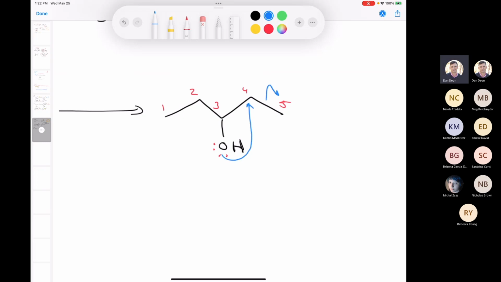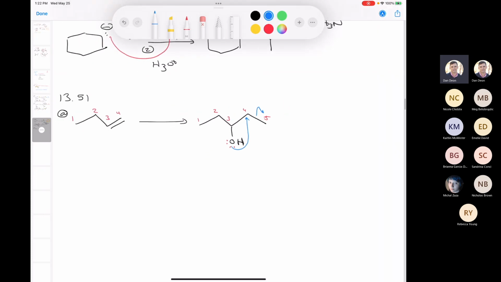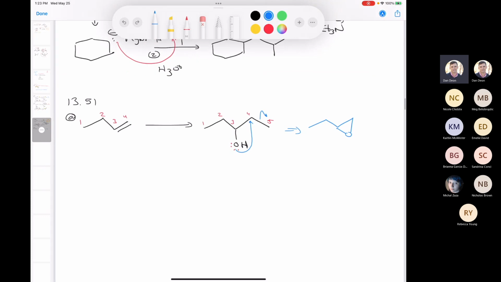You do a backwards mechanism like this, then what you would need to start with would be this, where you have an epoxide here. Of course, it would end up with a hydrogen, but let's just forget about that. And then, this is the less hindered carbon. So if you treated that with methyl magnesium bromide, the methyl is going to attack the least hindered carbon and open it up, and that would give you the final product.